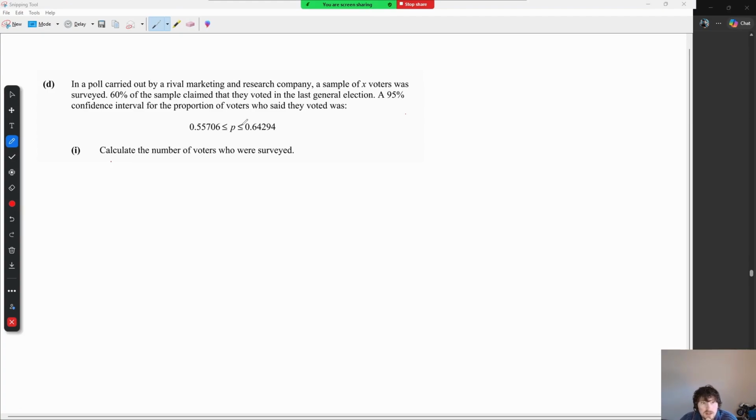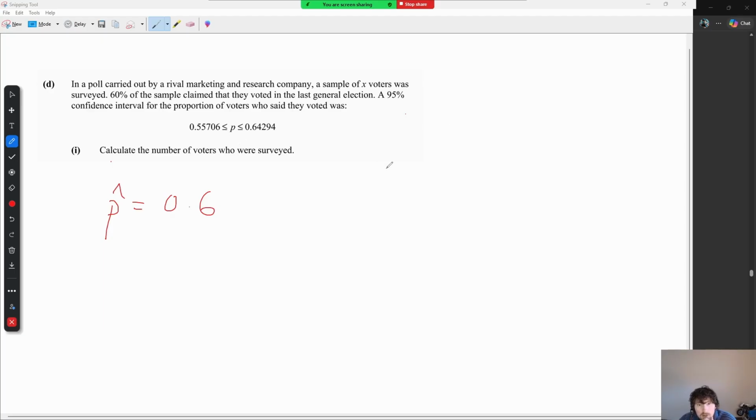So they've given us a 95% confidence interval here on the population proportion P. And they say that in a poll carried out by Arrival Marketing, that's all just jargon, a sample of X voters was surveyed. 60% of the sample claimed that they voted in the last general election. Okay, a 95% confidence interval. So it's interesting what they're saying there. A sample of X voters. So from what I'm reading there, they've given us the p hat. It seems to be 0.6.